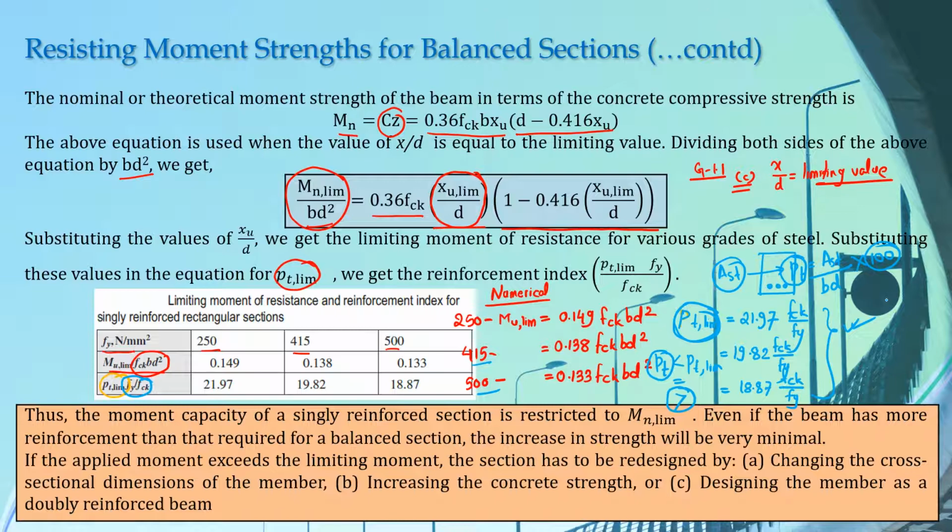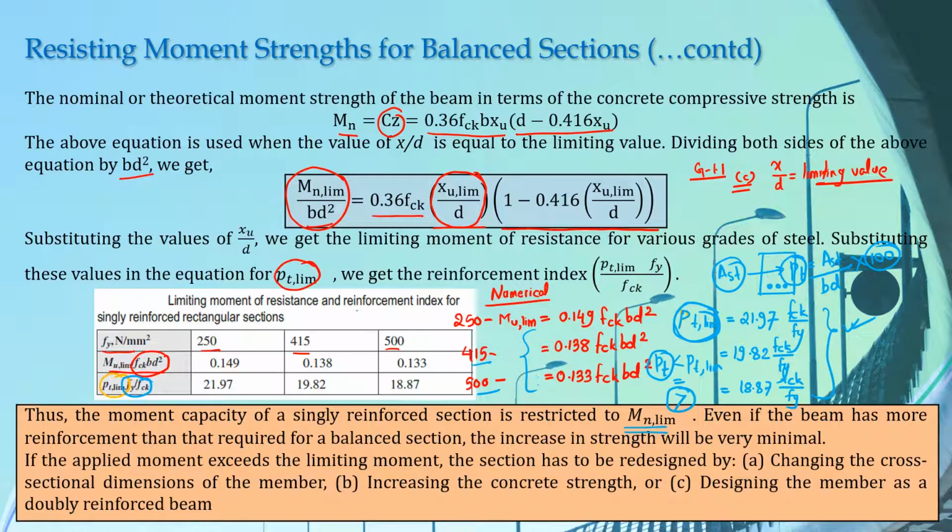So the final conclusion of all of these formulas. We have derived different formulas from different viewpoints, and these need not be used all at once in a single numerical or in a single analysis. We will use these formulas based upon our need. But what you have to remember is the moment capacity of a singly reinforced section is restricted to Mu limiting, which is given by this here.